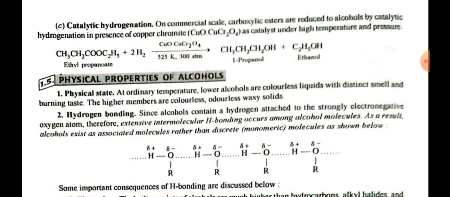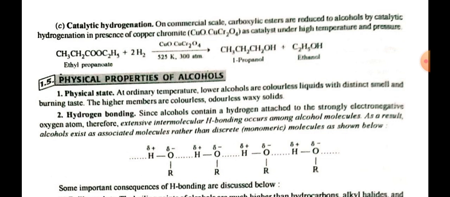Then third is catalytic hydrogenation. On commercial scale, carboxylic esters are reduced to alcohols by catalytic hydrogenation in presence of copper chromite as catalyst under high temperature and pressure. Physical properties: physical state at ordinary temperature, lower alcohols are colorless liquids with distinct smell and burning taste. The higher members are colorless, odorless, waxy solids.